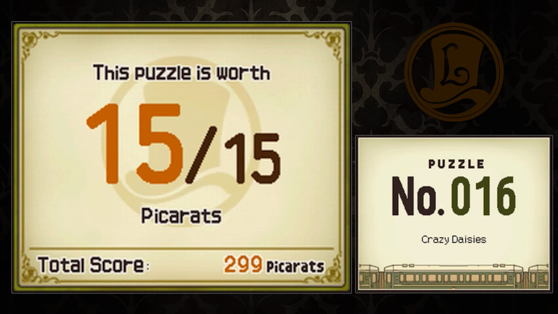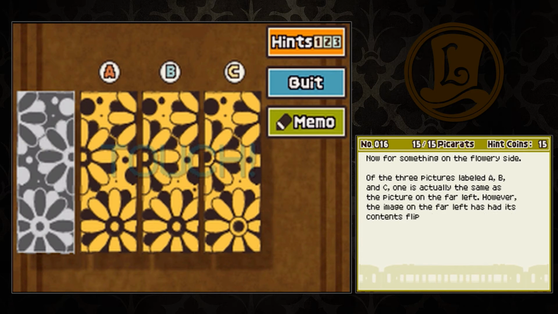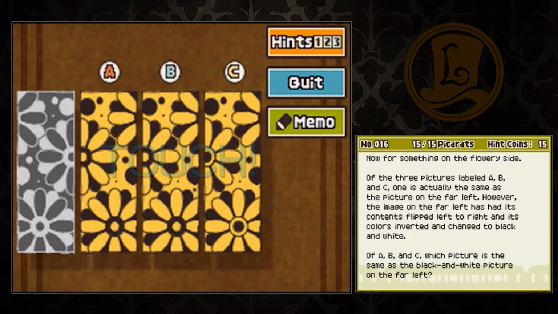Number 16, Crazy Daisies. Now for something on the flowery side. Of the three pictures labeled A, B, C, one is actually the same as the picture on the far left. However, the image on the far left has had its contents flipped left to right, and its colors inverted and changed to black and white.